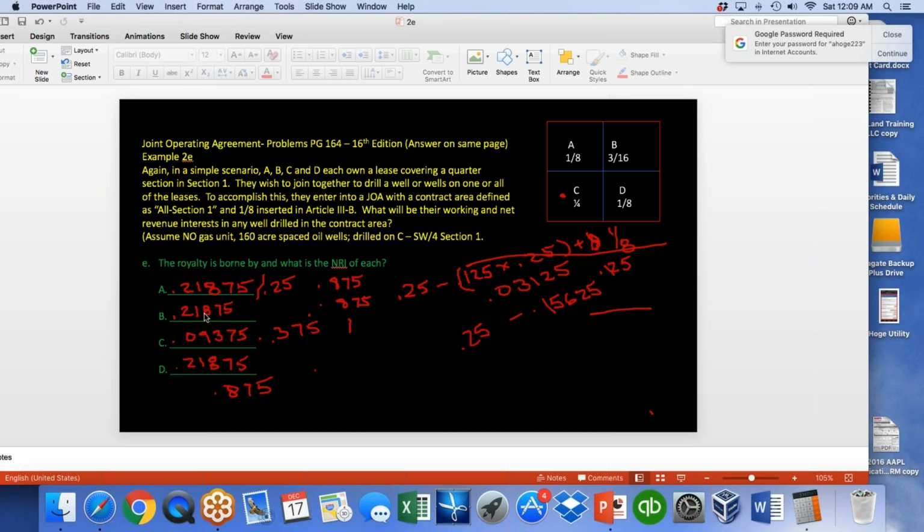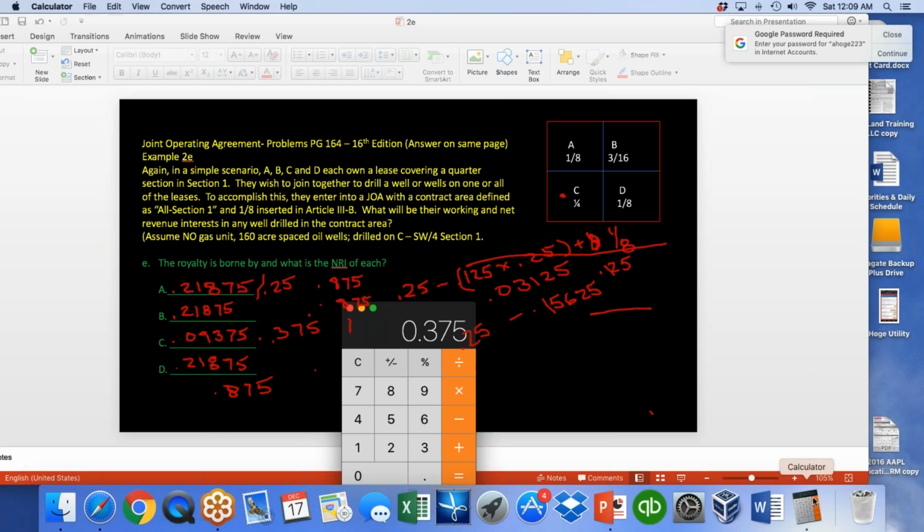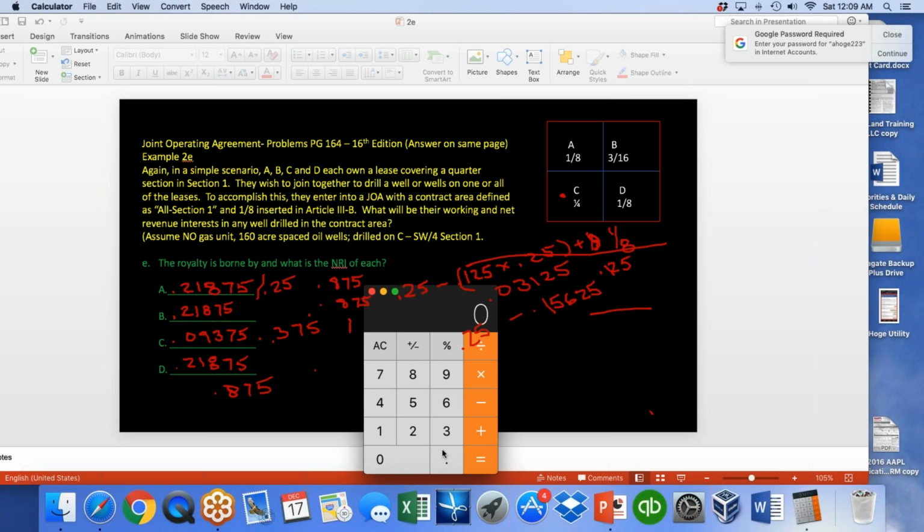Now if we add all of these up, we get 0.21875 times 3, plus 0.09375, and that's going to be 75%. So their burden is they're going to get 75% out of it, and the other 1/4 is going to go to C. So that's the net revenue for the royalty owner. So 75 plus his 25 that he's going to get equals 100.